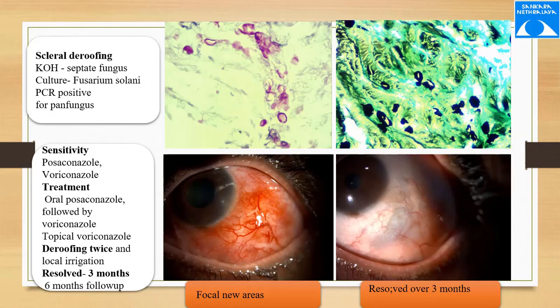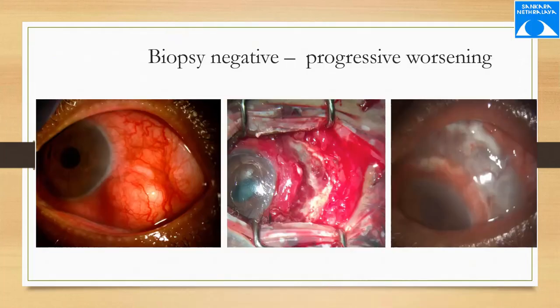So we started this patient on topical voriconazole along with initial oral posaconazole followed by voriconazole. She required multiple de-roofings, multiple areas of pus points. She actually did well in 6 months. The lesson learned from this case is that you need not necessarily have trauma or surgery as your risk factor for infective scleritis, although in 9 out of 10 cases you will have trauma or surgery as a risk factor.